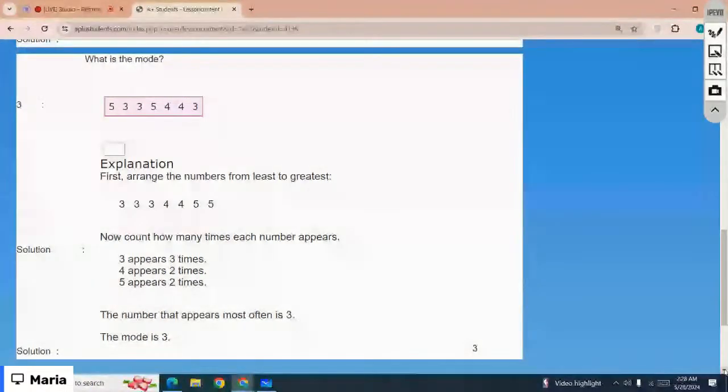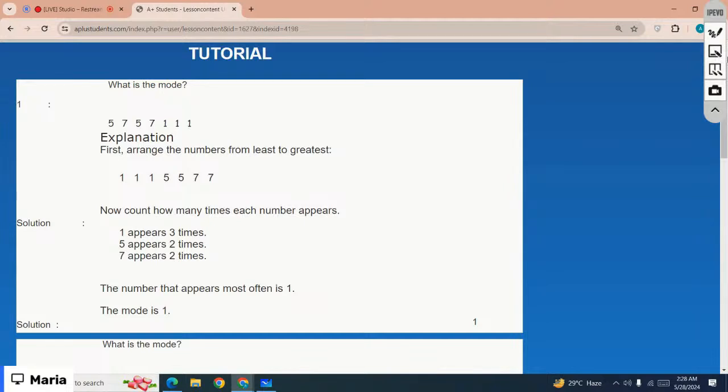Which number appears most of the time in the data? Yes, that is 3, which appears 3 times. So the mode is 3. Let's just start with the test questions.